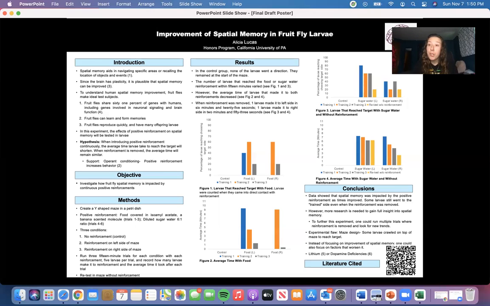Regarding the literature cited, I decided to put in a QR code. So if you have a smartphone, you could open up your camera app, point it at the QR code, and if you would like to see my cited sources, that's one way to do it.